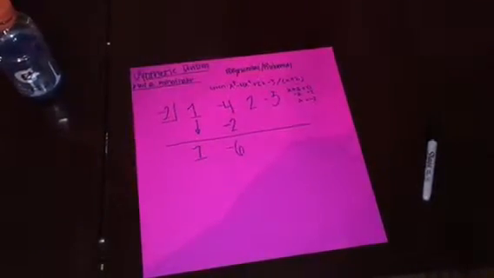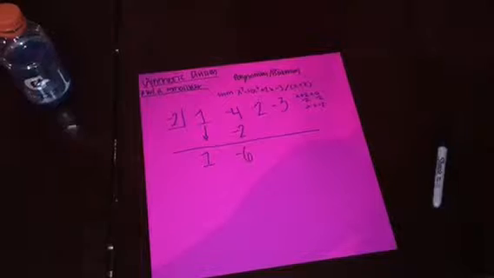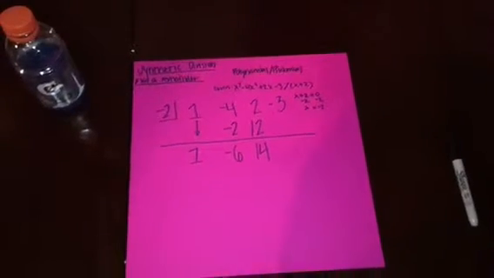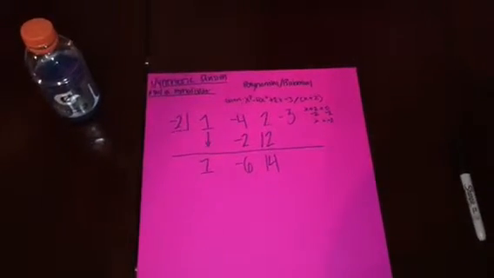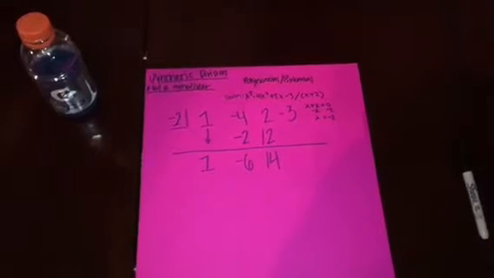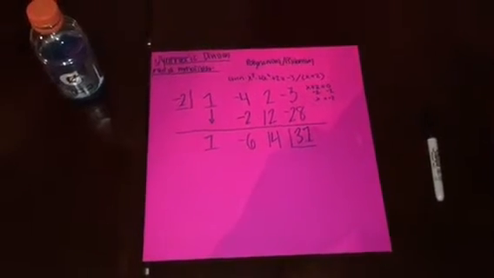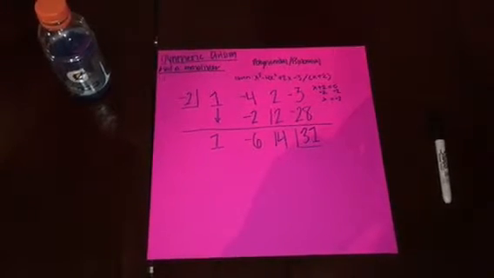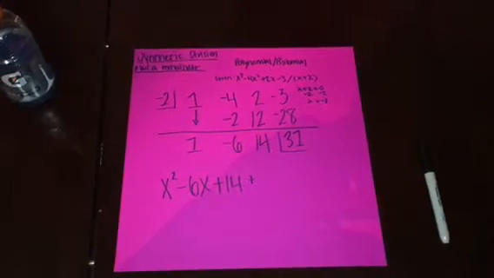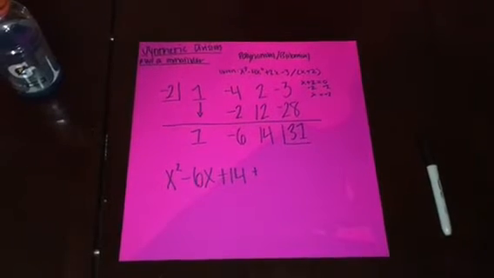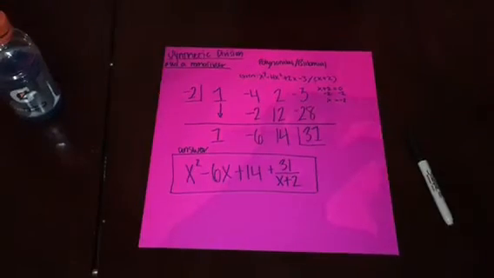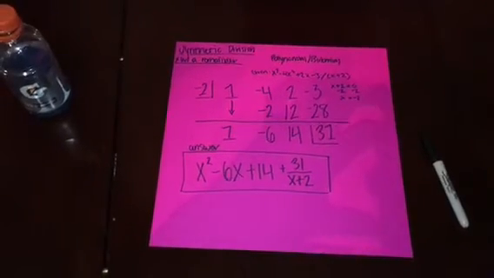to get negative 6 and multiply that by negative 2 to get 12 and add that to 2 to get 14, and then multiply 14 by negative 2 to get negative 28 and add it to negative 3 to get 31. So our answer will be x squared minus 6x plus 14 with a remainder of 31 over x plus 2 because we were left with 31.